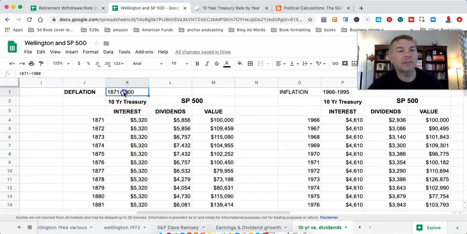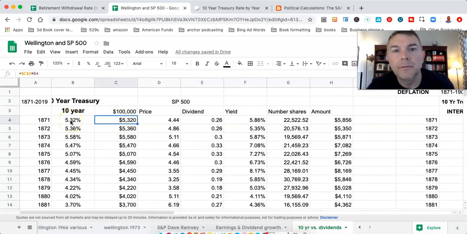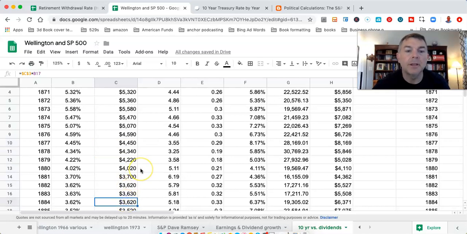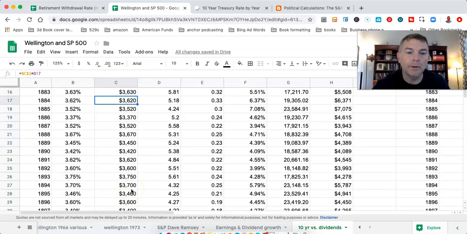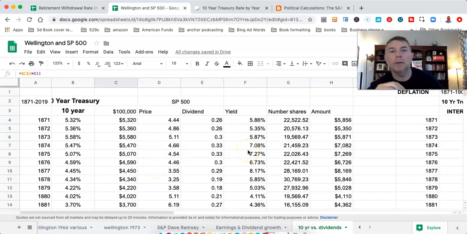All right. So a deflationary time. I already talked about the deflation of the 1870s going on to the beginning of the 20th century. On the bond, you got $5,320. You got that each and every year because you're literally locking in the 5.32% interest rate. You're locking that in for the next 30 years. We're using the 10-year as our proxy, just FYI, which means you did not have 4,590. You did not have 4,450. You did not have 3,600. You did not have 3,400, 3,100. So in some ways, we're making the bonds look better than they were, because you locked it in.